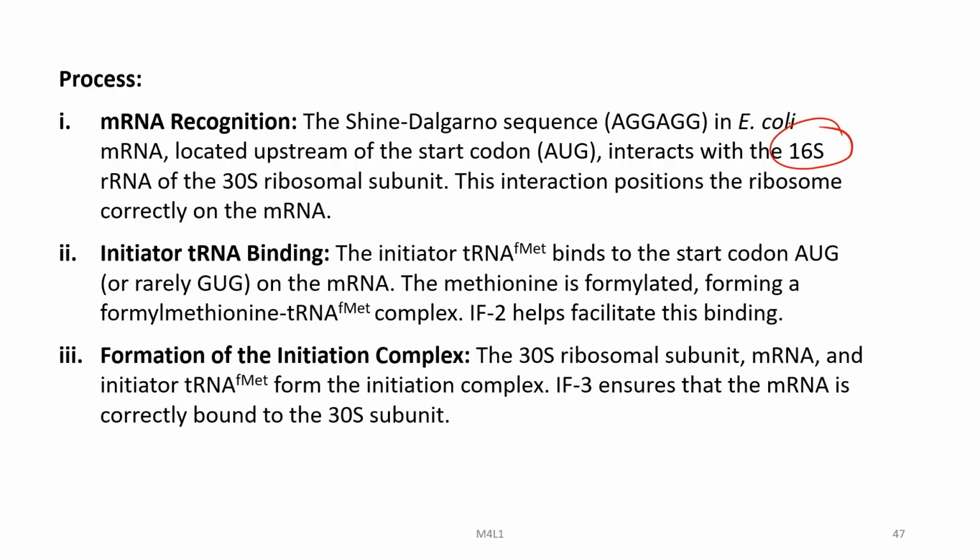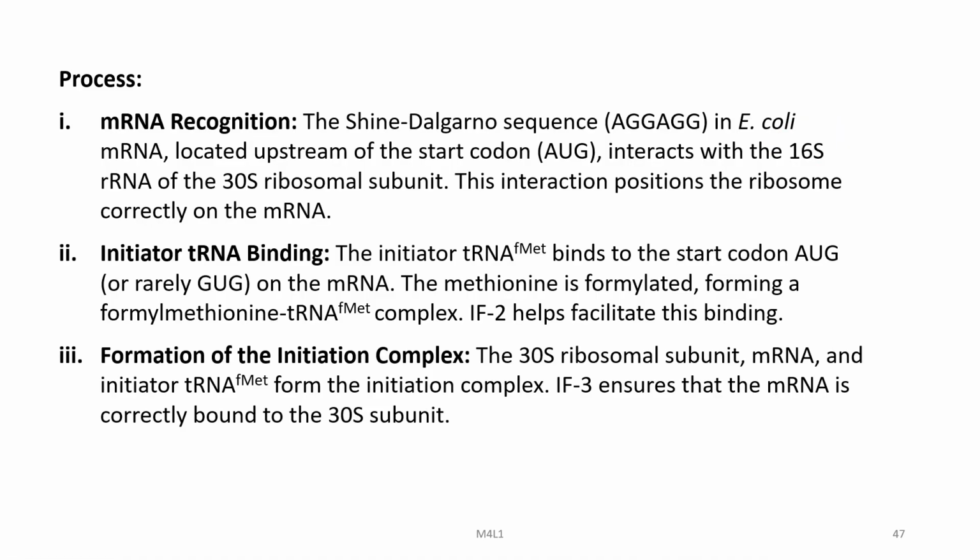It starts with mRNA recognition. The Shine-Dalgarno sequence in E. coli mRNA located upstream of the start codon interacts with the 16S rRNA of the 30S ribosomal subunit. This interaction positions the ribosome correctly on the mRNA.